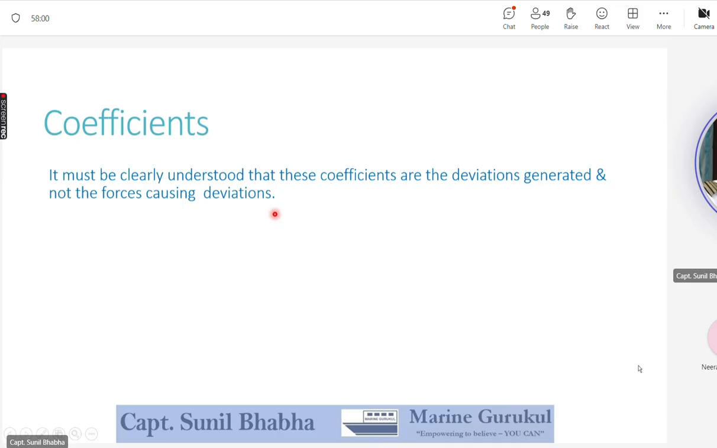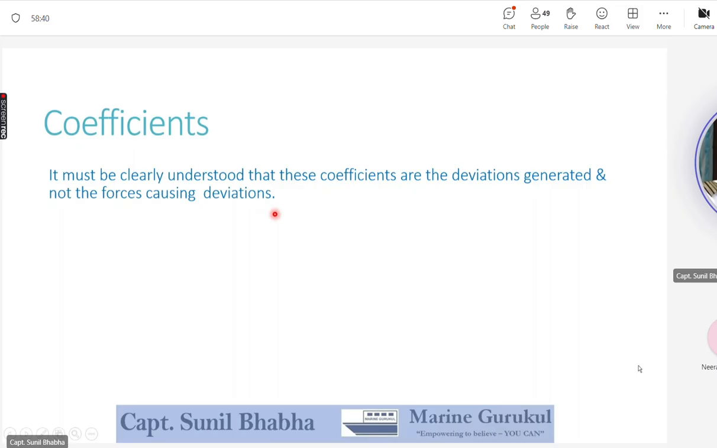Okay. Now, how are these coefficients made? This is very, very important to understand. How are these coefficients specified or made? These coefficients are broken up as per the forces causing them. So depending upon what force is causing it, we have divided it into categories. This is something which is new for you. You have not studied this at the second mate's level. Once you understand this concept of coefficients, then the entire compass correction will be very easy to handle.